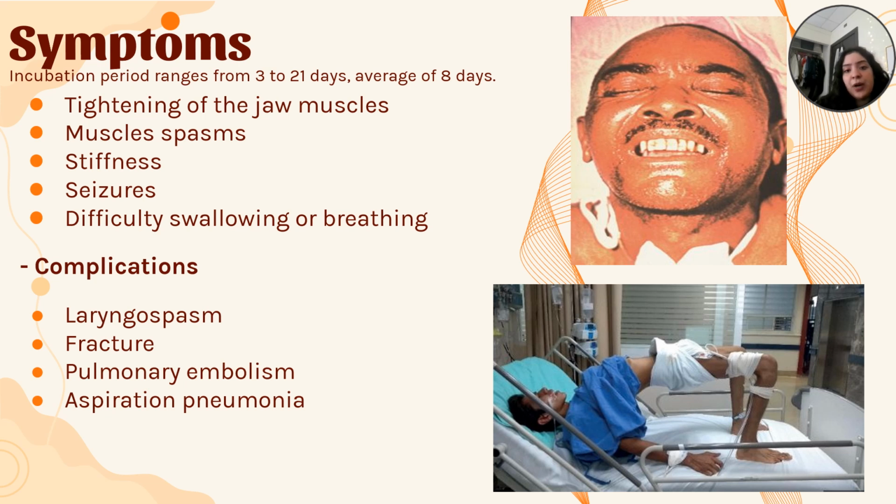The symptoms can lead to complications, some of which are laryngospasms, which are spasms in the vocal cords, making it hard to breathe or even speak. Fractures of long bones, which are caused by muscle spasms. Pulmonary embolism, which is caused by the presence of a blood clot in the artery of the lungs. And lastly, aspiration pneumonia, which is an infection in the lungs. Obviously, if these complications are not treated properly, there's a high risk of death.